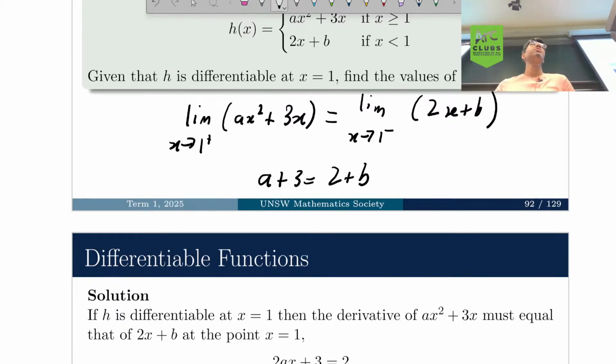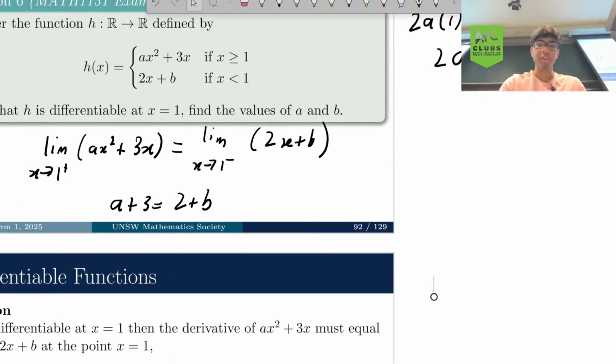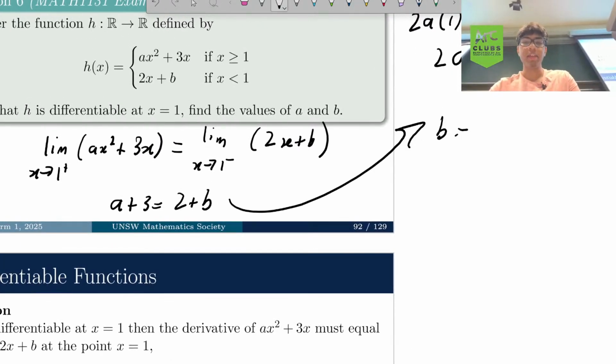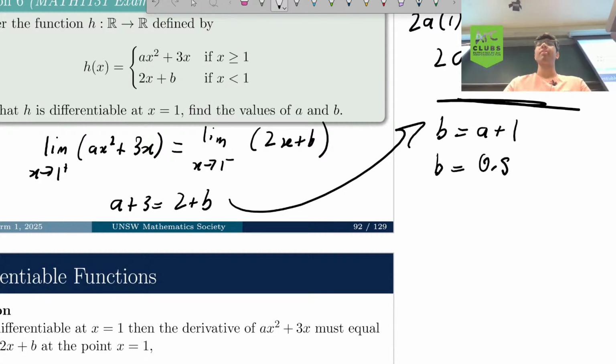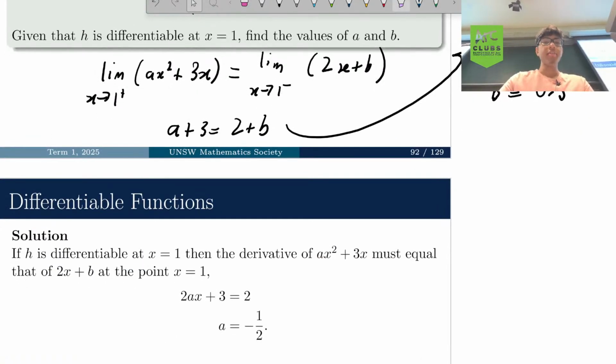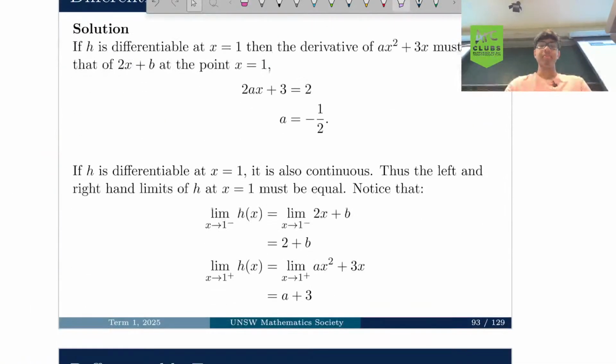Does that make sense? So I've equated left-hand side and right-hand side limits, and because I know it's continuous, these two are equal. And I will get b equals a plus 1. So b equals 0.5, because I found my a earlier. And just like that, I have my values for a and b.